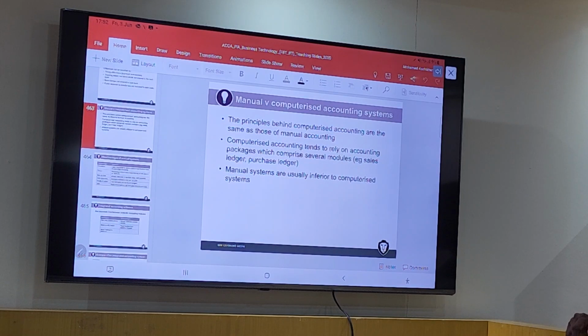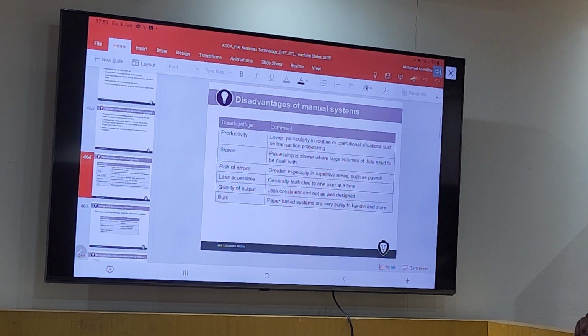Manual versus computerized accounting system. That was the ledger and old-time ledger, and now we have different computer systems like QuickBooks, Tally, PHP, then DEC, Sybase, later Oracle, SAP, Mini ERP, all these. Disadvantages of the manual system: productivity is very low, it is slower, there is risk of errors, mistakes can come all the time, it is less accessible, and the quality of output is poor and bulky.